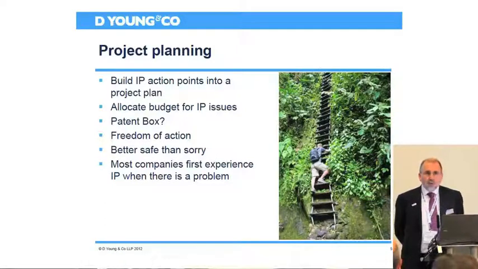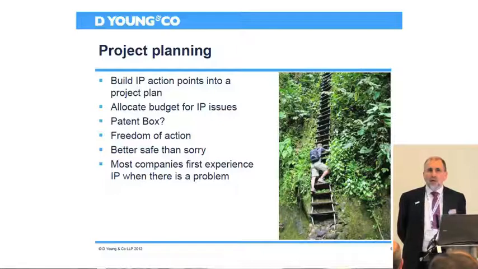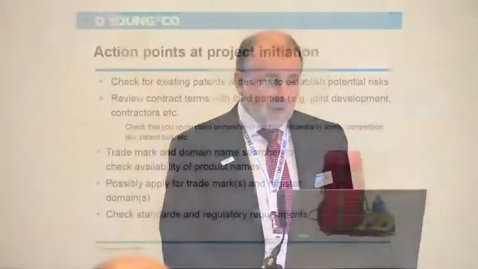For most people, the most important thing is freedom of action. If you're developing a product and you want to get it onto market, you want to be sure that you can get that onto market and you can sell it. In most cases, that is by far the most important thing. You need to be sure that you're not going to infringe rights as soon as something goes onto the market, that you then have to take it off. It's better safe than sorry, and unfortunately most people actually find out about IP when they run into a problem because somebody else has IP and it stops them actually putting their product on the market.